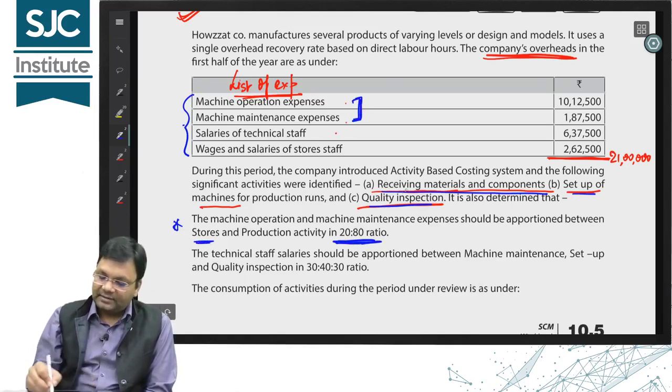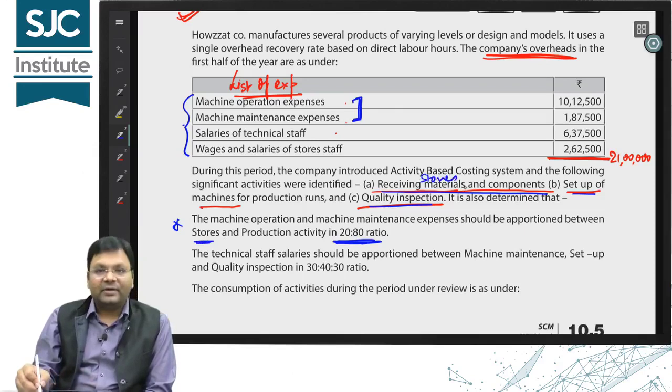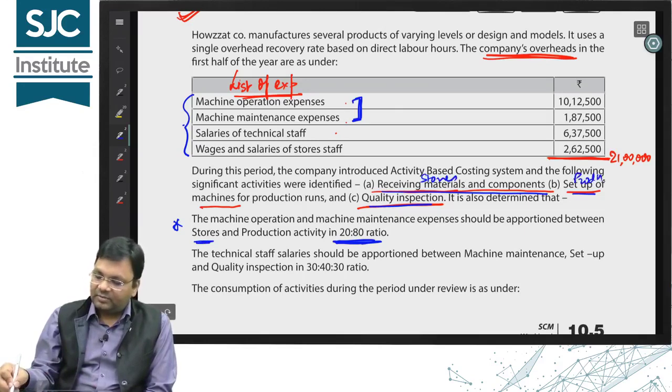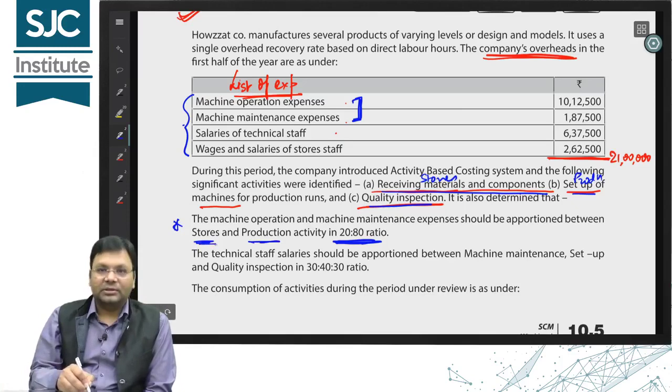Store activity means receiving. Receiving material is an activity of stores. And production activity is setup. Setup activity is production activity. So you need to understand what is store, what is production.